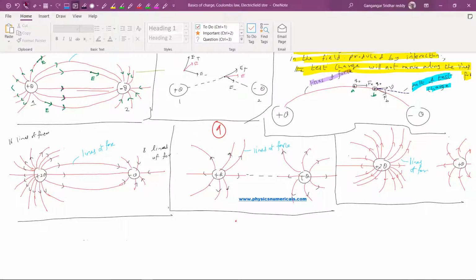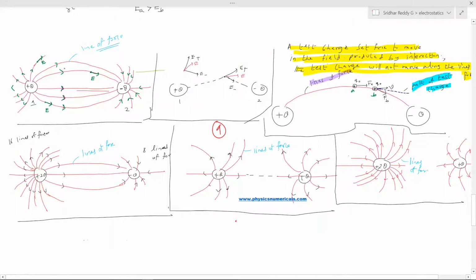Okay, let me take the pointer again. If you draw a tangent on the lines of force, what will it give? It will give the direction of E bar. How to predict the direction of E bar if you know lines of force? How to draw lines of force? Get the resultant E bar and join the locus of all those points where the resultant E bar is there, and you'll get the lines of force. Either way, if you know one, you can get the other.